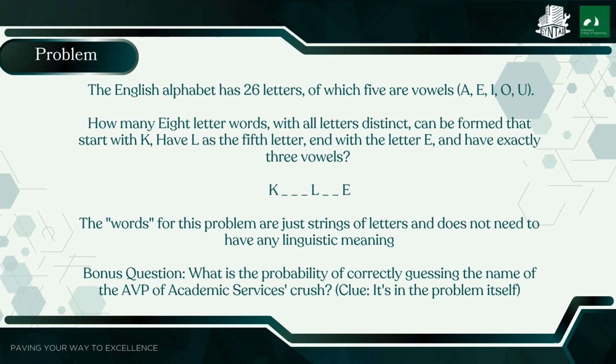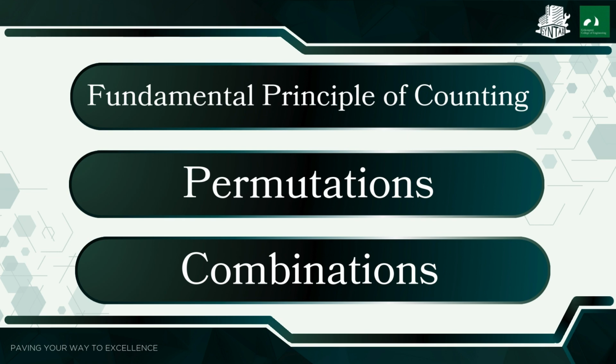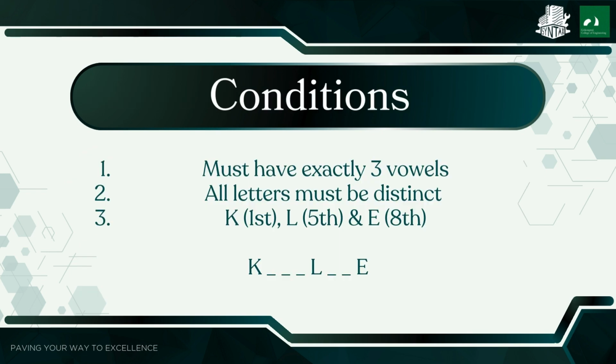So, to solve this problem, we will involve the fundamental principle of counting alongside the use of permutations and combinations. But first, let us discuss the conditions. The conditions are they must have exactly 3 vowels, all letters must be distinct, and finally, the 8-letter word must have K as its first letter, L as its fifth letter, and E as its final letter. So let's get to solving, shall we?